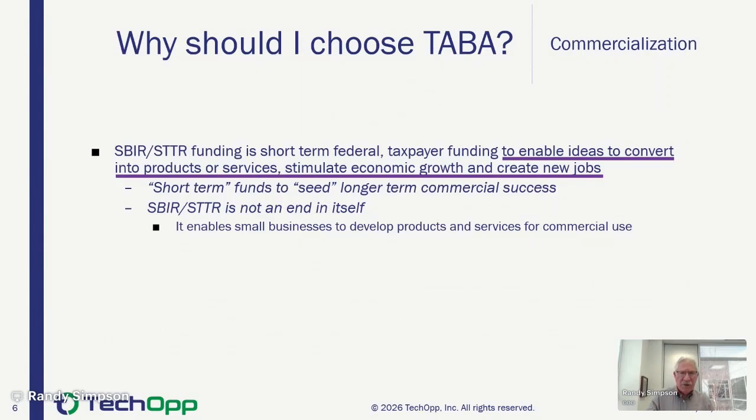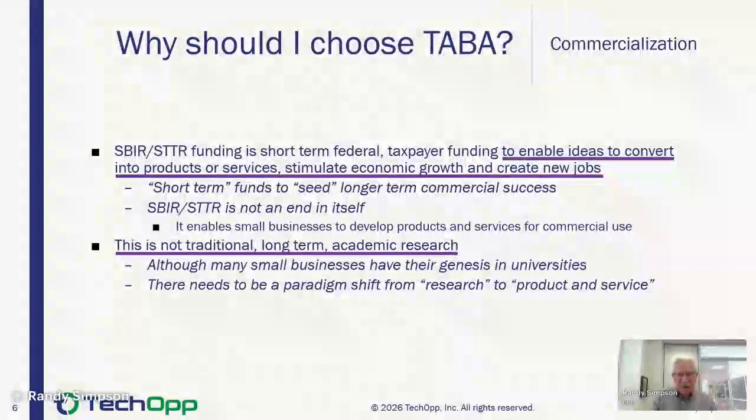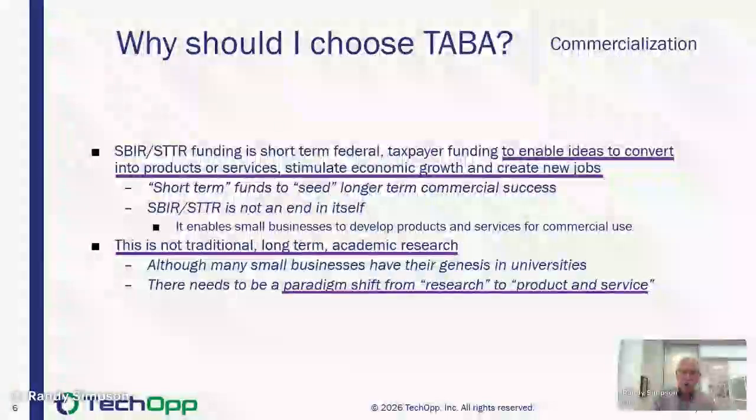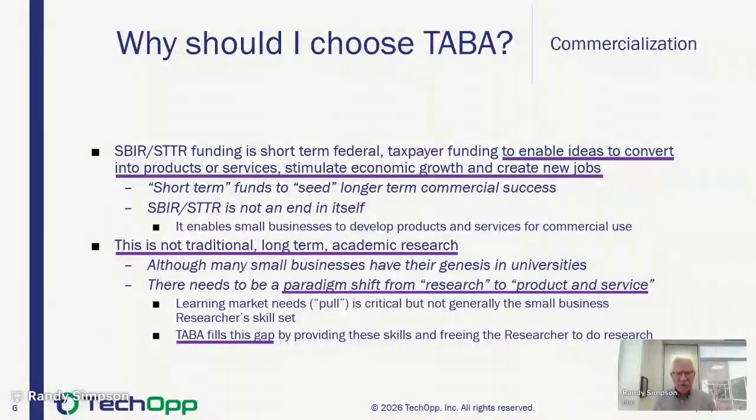It enables small businesses to develop their ideas into products and services for commercial use. Realize the SBIR STTR is really not traditional long-term academic research. That's not what this is. Although many small businesses have their genesis in universities, in my opinion, there needs to be a paradigm shift from research to product and service. So we need to learn what the market needs are. In other words, what is the pull? You need to understand that. But generally, the small business researcher skill set is not aligned with this kind of market research. TABA fills this gap by providing these skills from a subcontractor on your SBIR STTR Phase 1 or Phase 2.